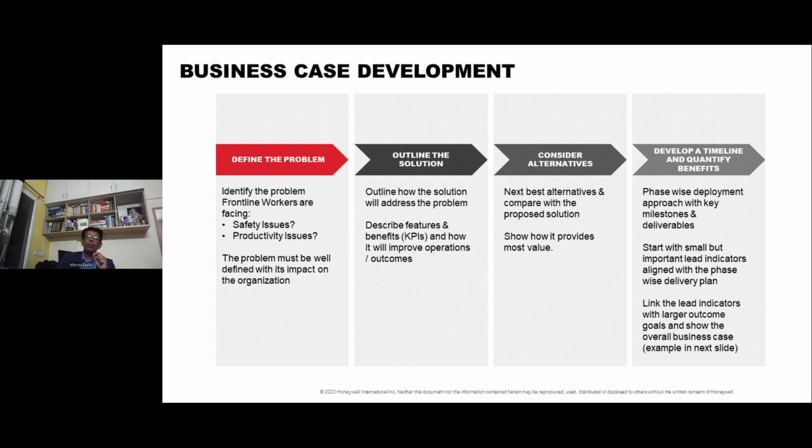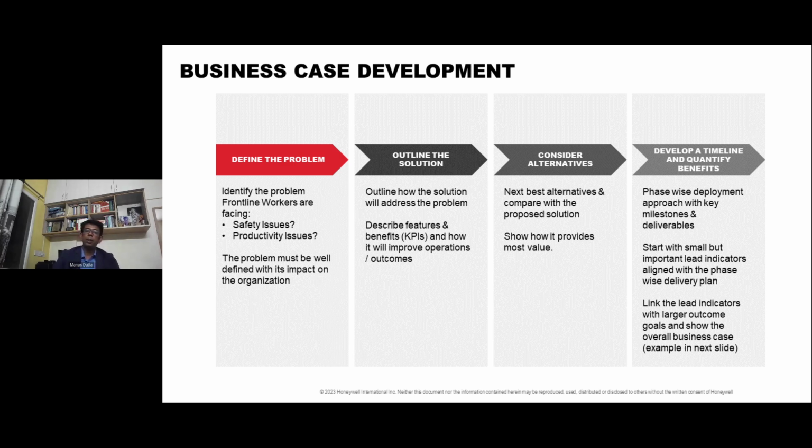And then comes the solution outlining. So it is where you have to start thinking about how do we really solve the problem. And it is not only solving the problem, how do we really measure the success of the solution? Is it really helping the industry, that manufacturing facility, and the workforce to achieve their objective?